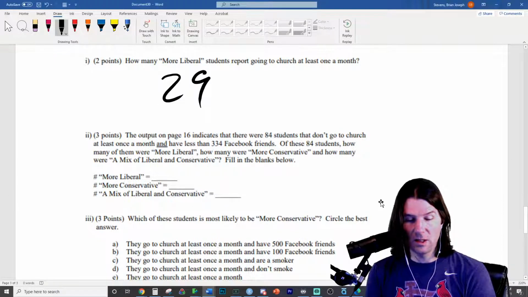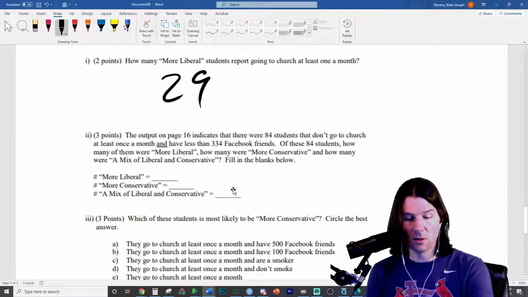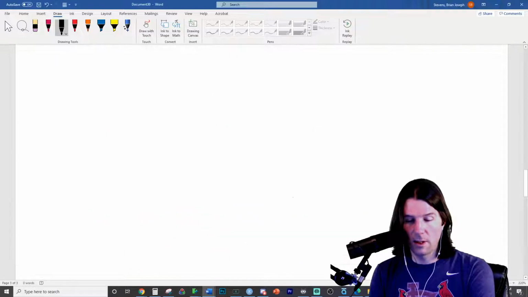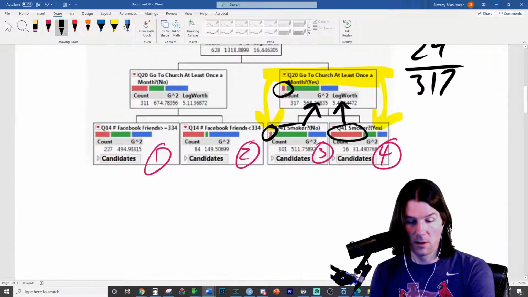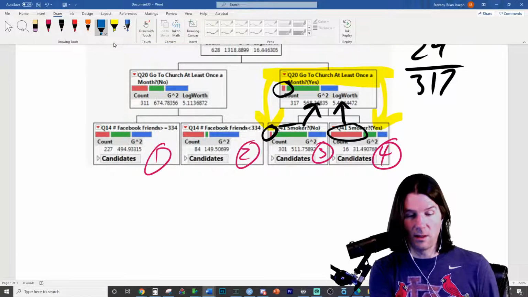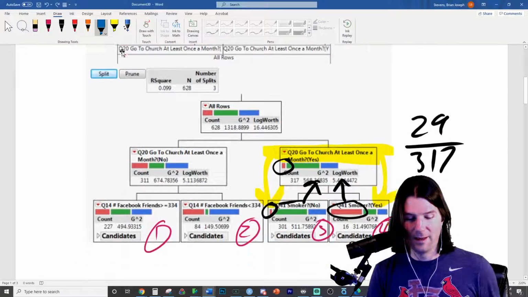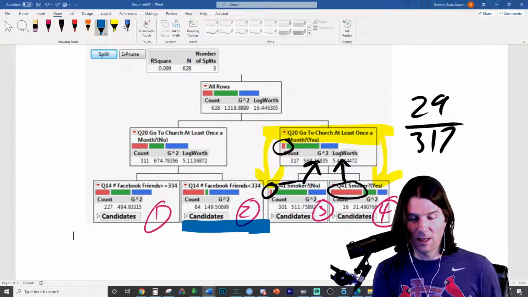The output on page 16 indicates there are 84 students that didn't go to church at least once a month, who have, and the question asks, of the 84, how many of them were, and then lists several categories. So it's talking about, and let's go look, it's talking about this leaf right here. Oh gosh, that's impossible to read. It's talking about this leaf right here.